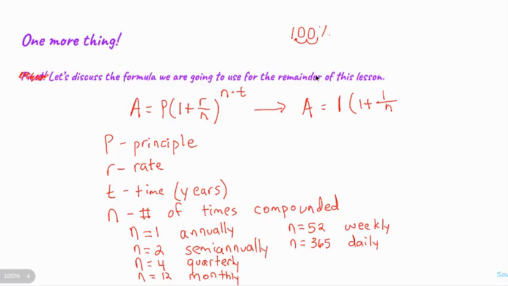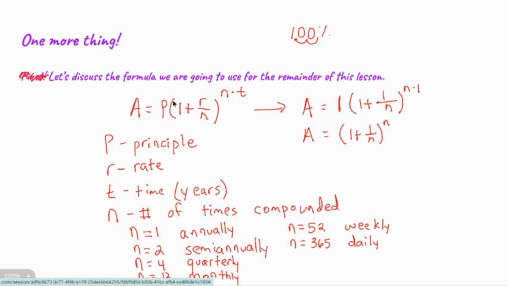And we're only going to do it over the course of 1 year. So n times 1. And this leaves us with a formula of 1 plus 1 over n to the power of n. Okay, so I'll reiterate. This is going to be our formula for the rest of this lesson, and then we'll come back to this tomorrow.